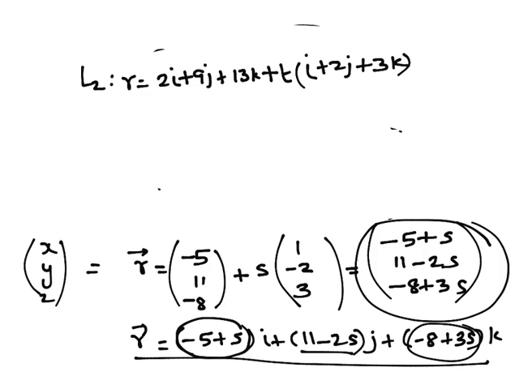Fine. And if you think it is confusing, you can write it in this form, like 2, 9 and 13 plus t into 1, 2 and 3. Okay.